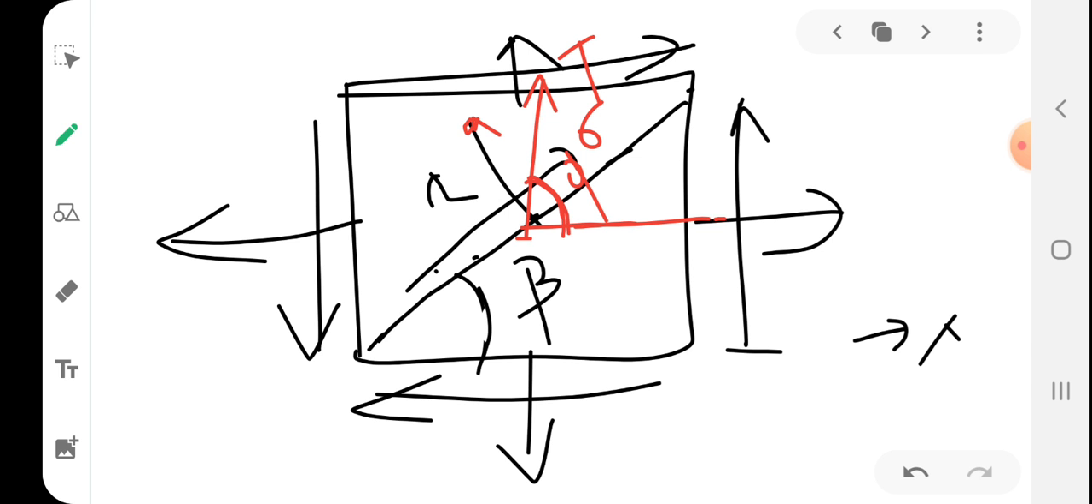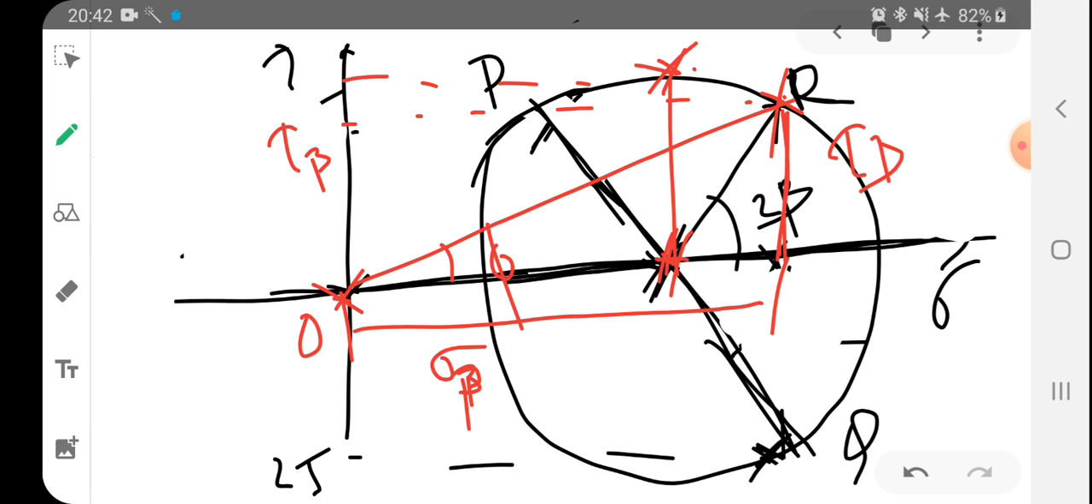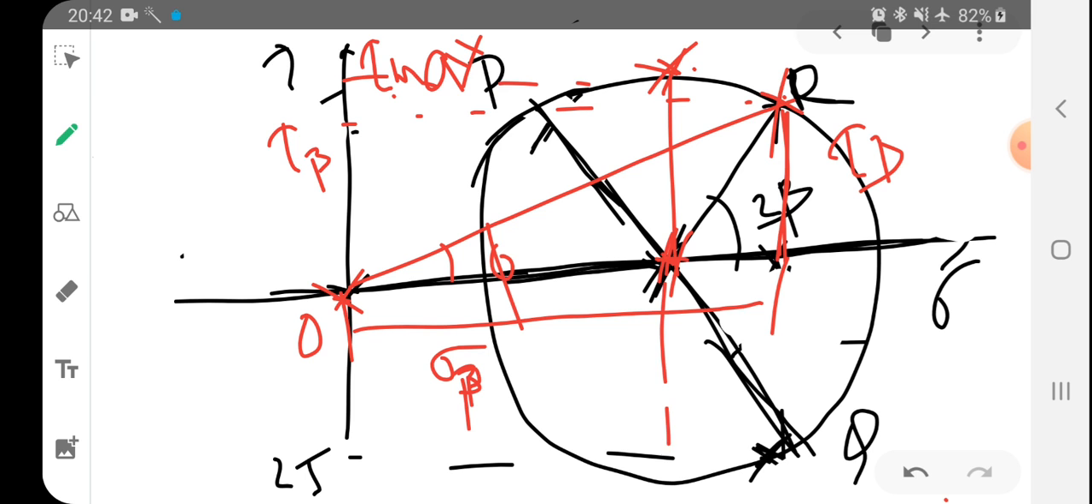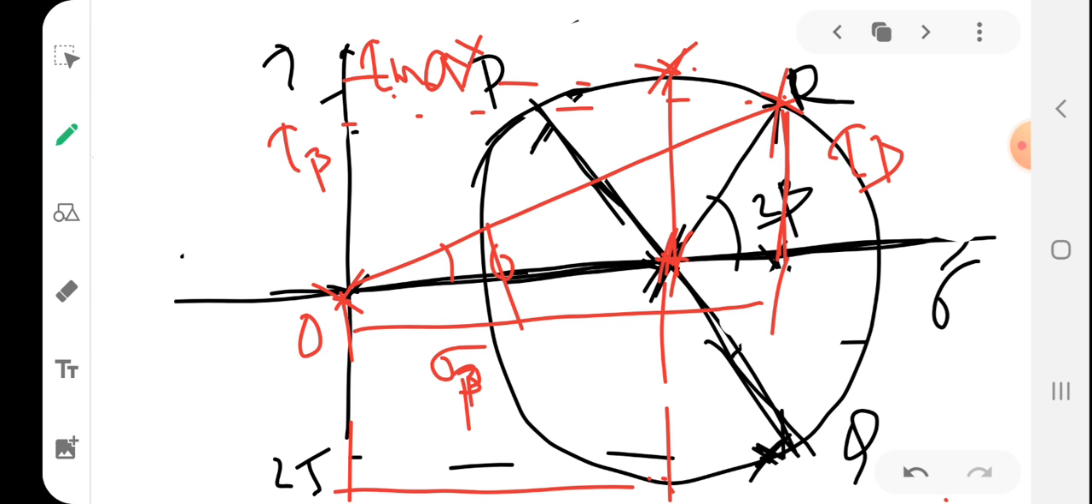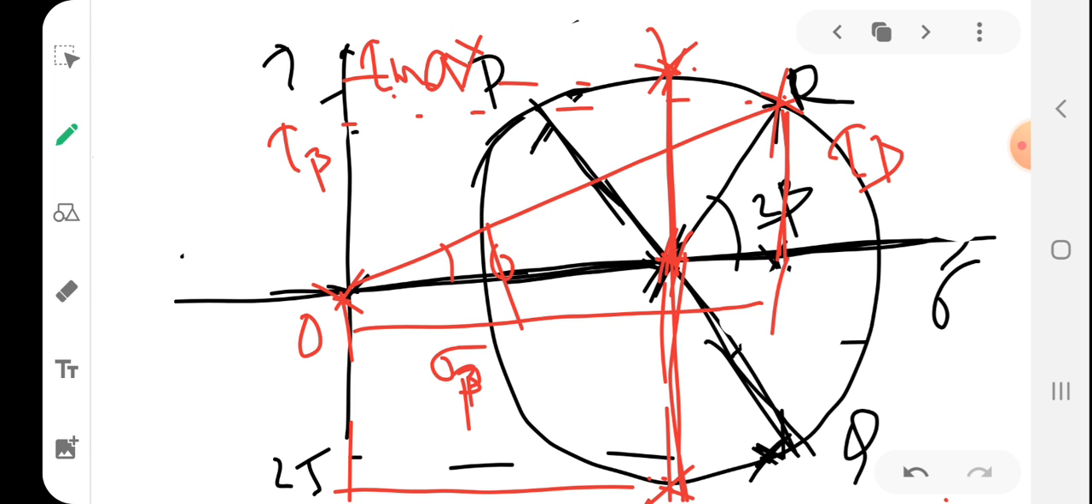Students, one more point. Suppose from this point C, the center of the circle, you draw a vertical line and mark this. This will be tau max, the maximum possible shear stress. The value will be the same, but here it will be negative, here it will be positive. So this particular plane will give you the maximum possible shear stress.